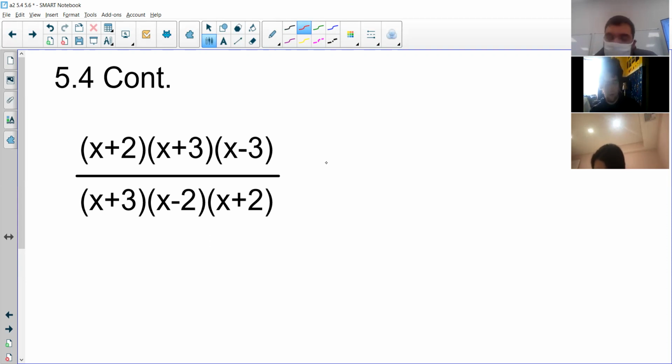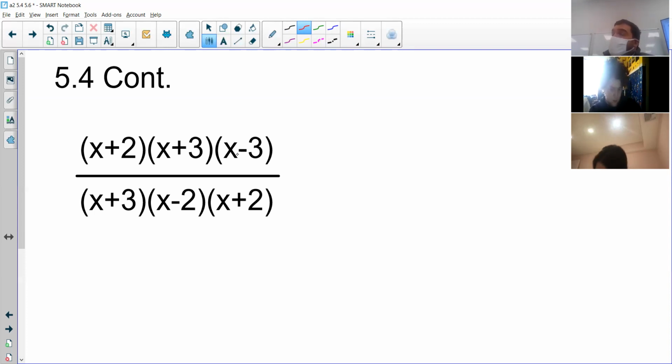Alyssa, focus, come on. So here we have x plus 2, x plus 3, x minus 3. Now you could technically distribute and FOIL it out, but that's not very useful for us because we prefer it in parentheses. And then on the bottom, we have x plus 3, x minus 2, x plus 2.